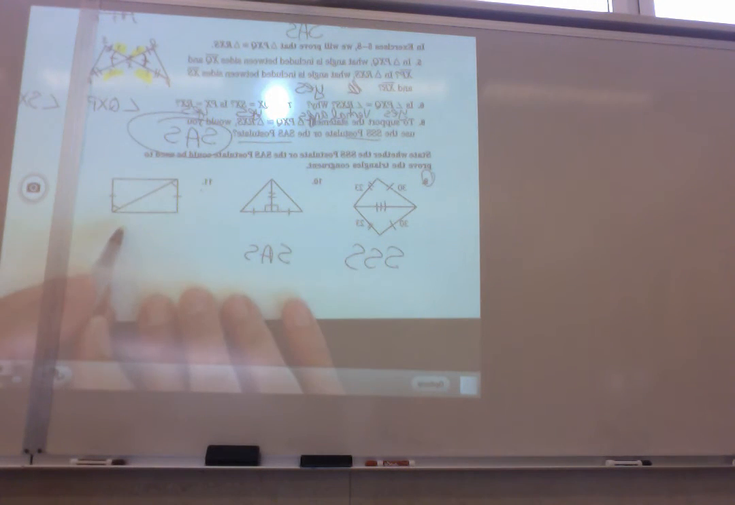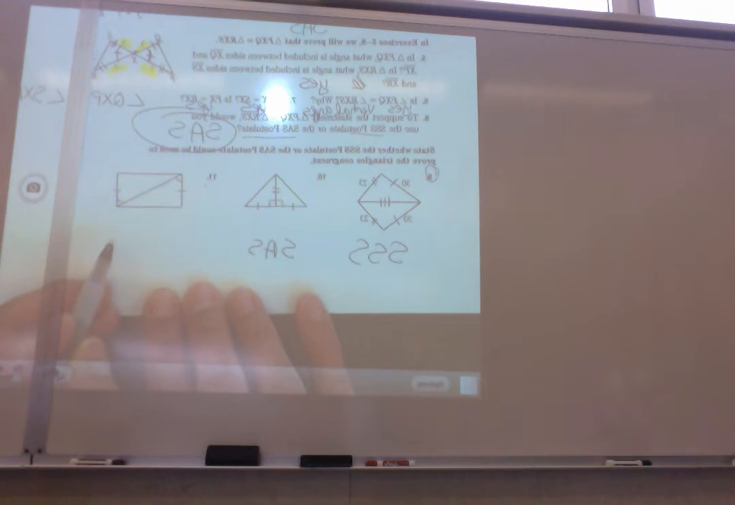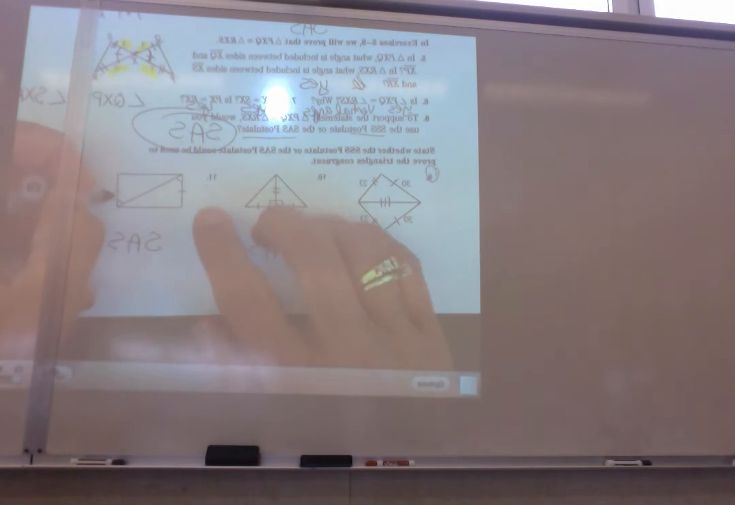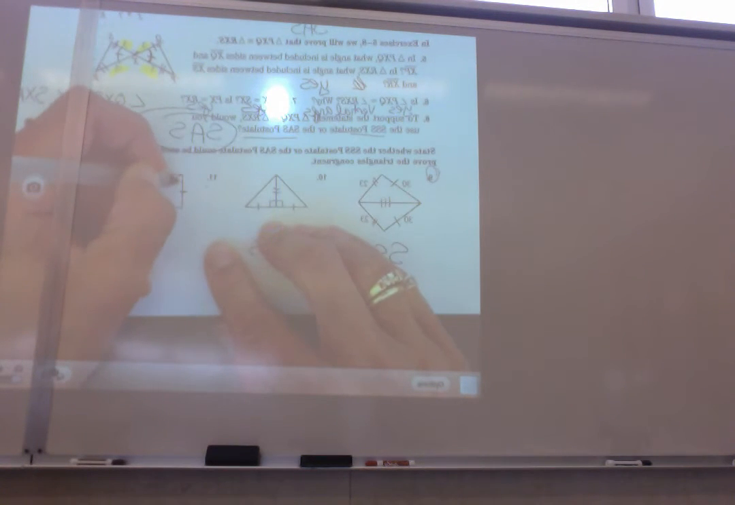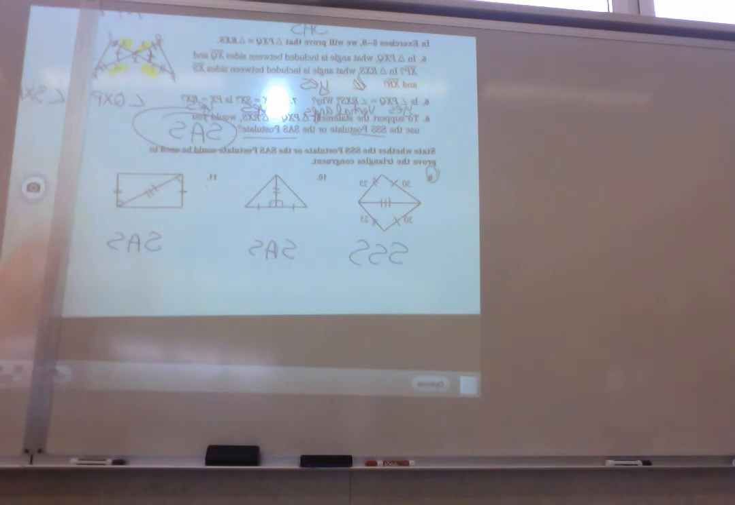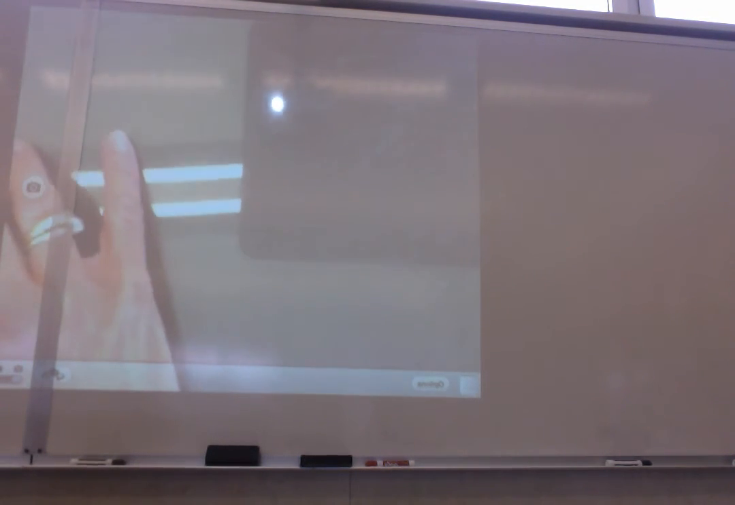Okay, now one of the trickier ones. Who wants it? I think, not me. Thank you, Jerry. Side, angle, side. So here's one side, here's another side. Here's an angle, angle. What's the third side? 1, 2, 3, again. Okay, there we go. Set that aside a minute.